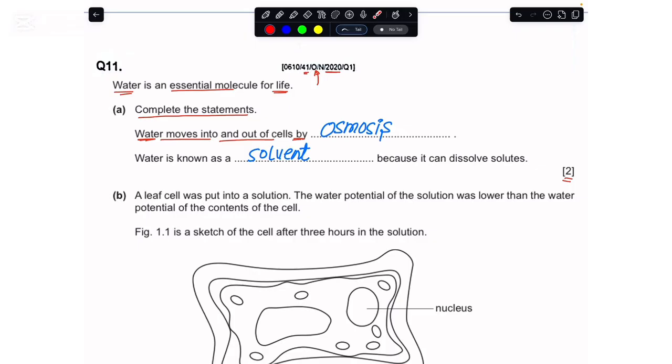Further, they say that water is known as this because it can dissolve solutes. Now we know that anything that can dissolve solutes in it, we would always have to refer to as a solvent.